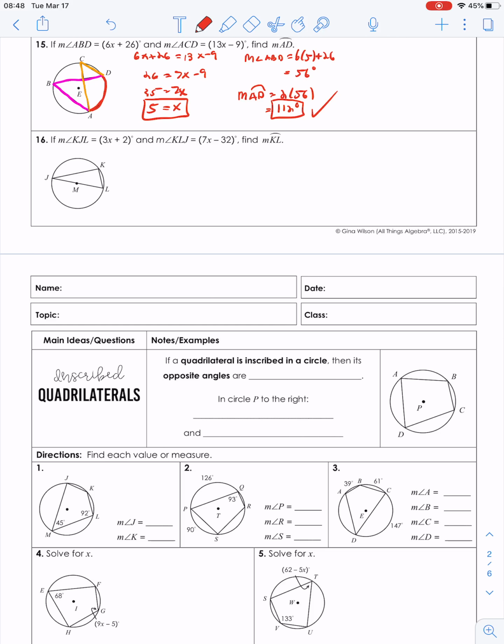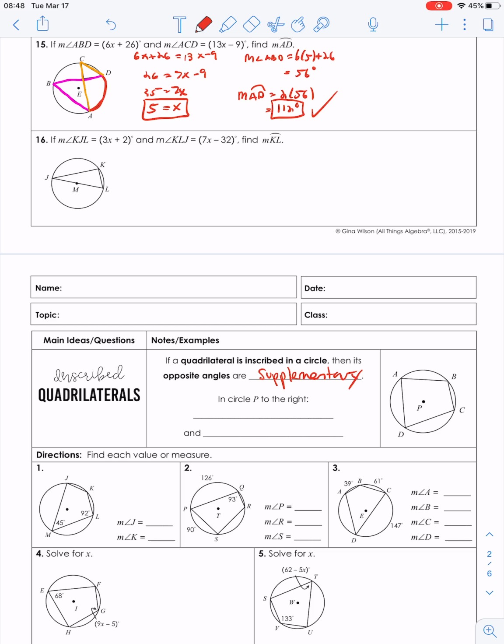Inscribed quadrilaterals. If a quadrilateral is inscribed in a circle, then its opposite angles are what? Inscribed means each of its vertices is touching the circle. Opposite angles are supplementary. What does supplementary mean? Supplementary means the angles add to 180 degrees. Sup, like you're holding your arms out, telling someone what's up. Looks like a straight line. A straight line's 180 degrees.